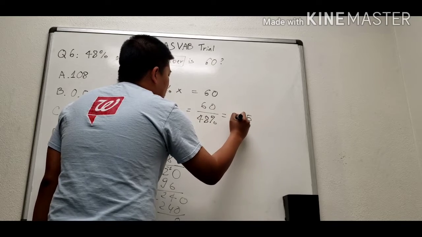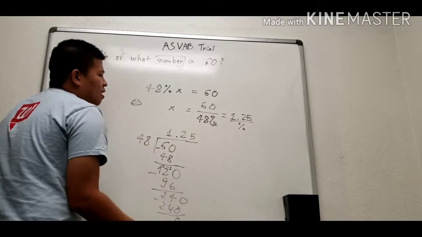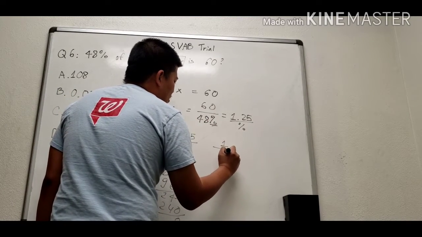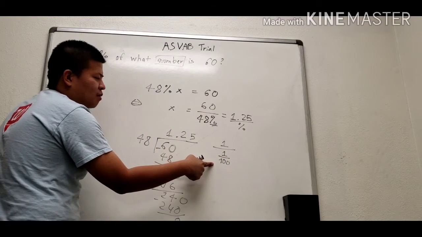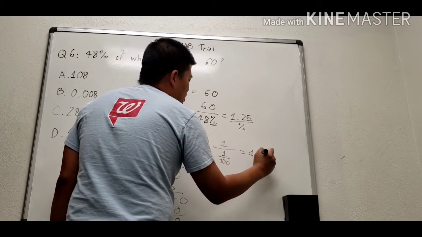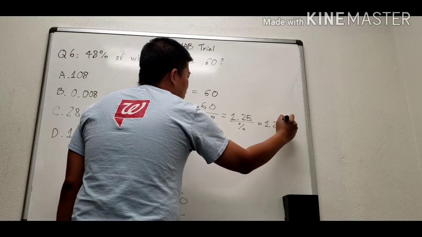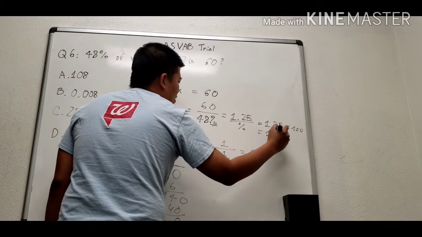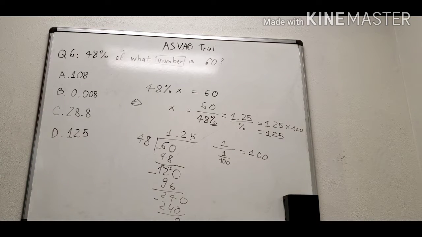So we have 1.25, but we have the percentage here. If we divide by 1 over 100, because 1 over 100 represents the percentage, it becomes 100. So we multiply 1.25 by 100, and we get 125. This is the answer for question 6.